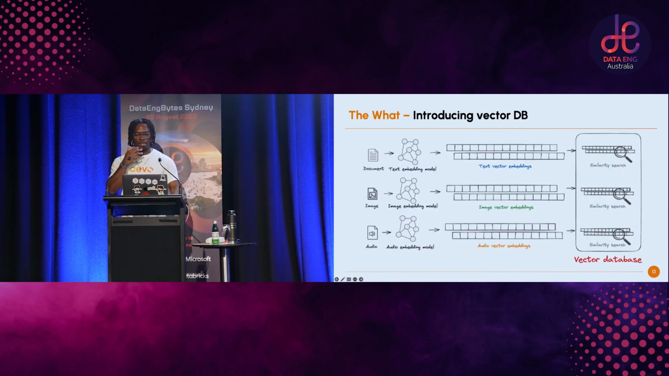So embeddings can be created for literally anything you can think of: documents, images, and audio. And essentially, once you have created those embeddings, you can now store them in your vector database. And from there, there's going to be similarity search that you can apply on top of it.